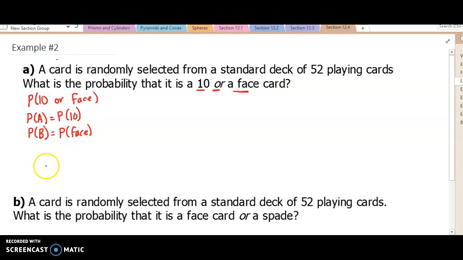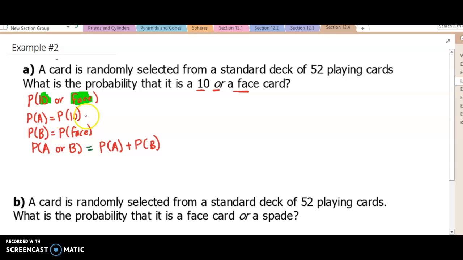Okay, now you have to ask yourself, well, first of all, we want to know the probability of A or B. So we have to ask ourselves to know which formula we're going to use. Can a card be both a 10 and a face card? If not, this is disjoint. If so, it's going to be overlapping. Well, guys, we can't have a 10 card that's also a face card, so this is disjoint, and therefore we're just going to use the probability of A plus the probability of B.